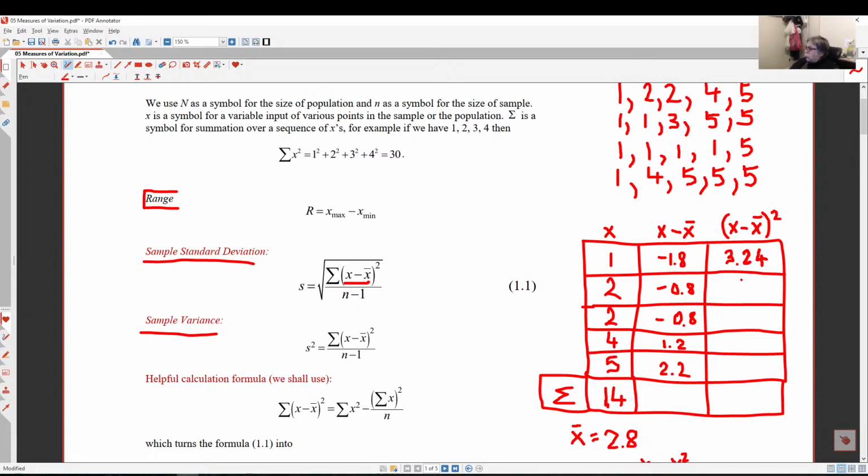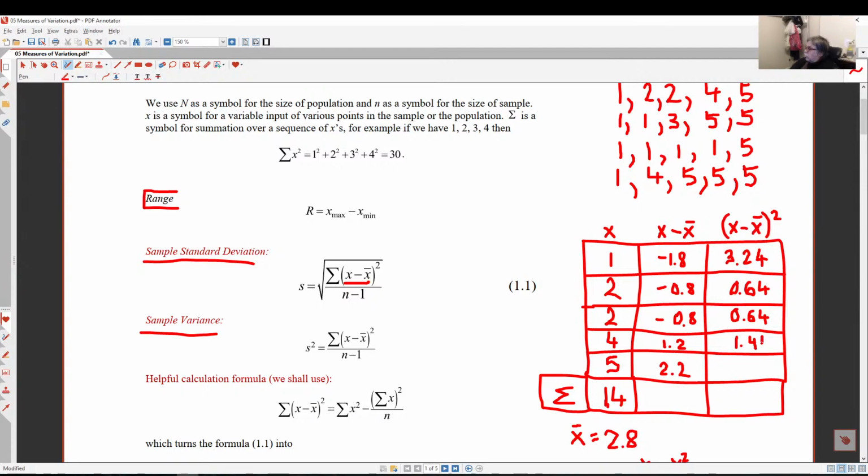The next one squared is 0.64. You can use your calculator for that purpose, but of course it's very easy to do. 8 times 8 is 64, right? 2 decimals, of course. The next one again, you got 0.64. Square of 12 is 144, so the square of 1.2 is going to be 1.44.